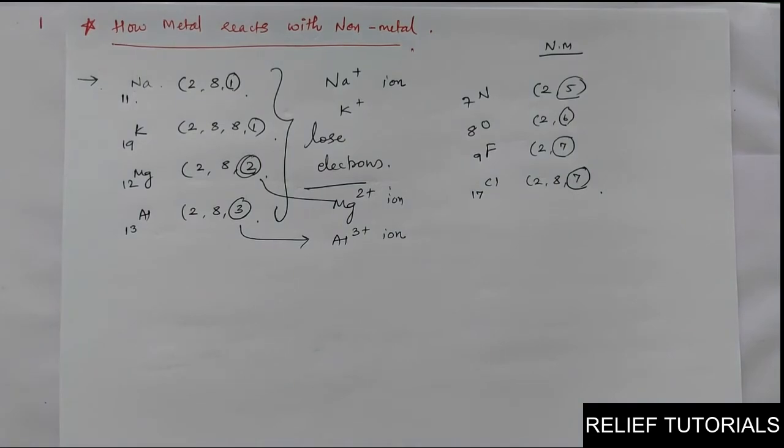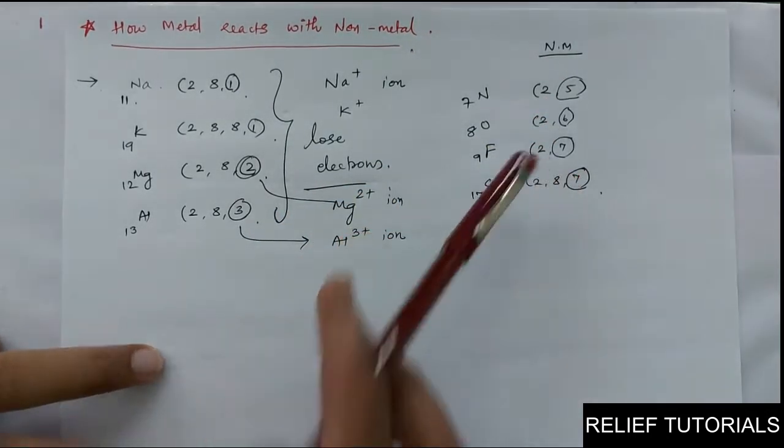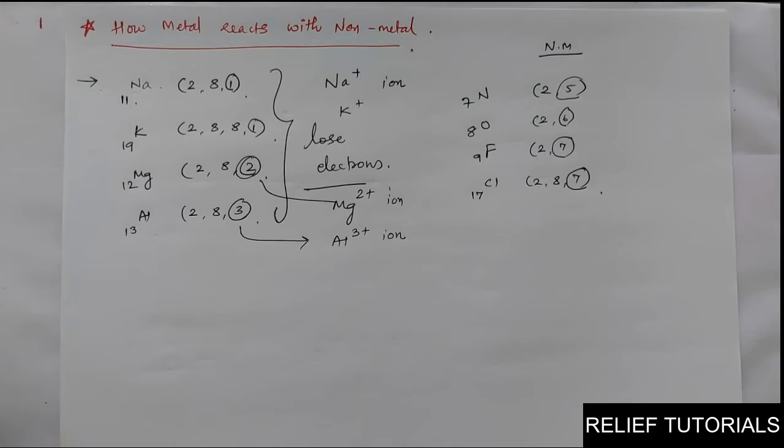So most of the non-metals possess 4, 5, 6 or 7 electrons in their outermost orbit. We are not talking about any example which possesses 4 electrons in the outermost orbit. That we will see in the next chapter of carbon. But right now, these non-metals have 5, 6 or 7 electrons in their outermost orbit.